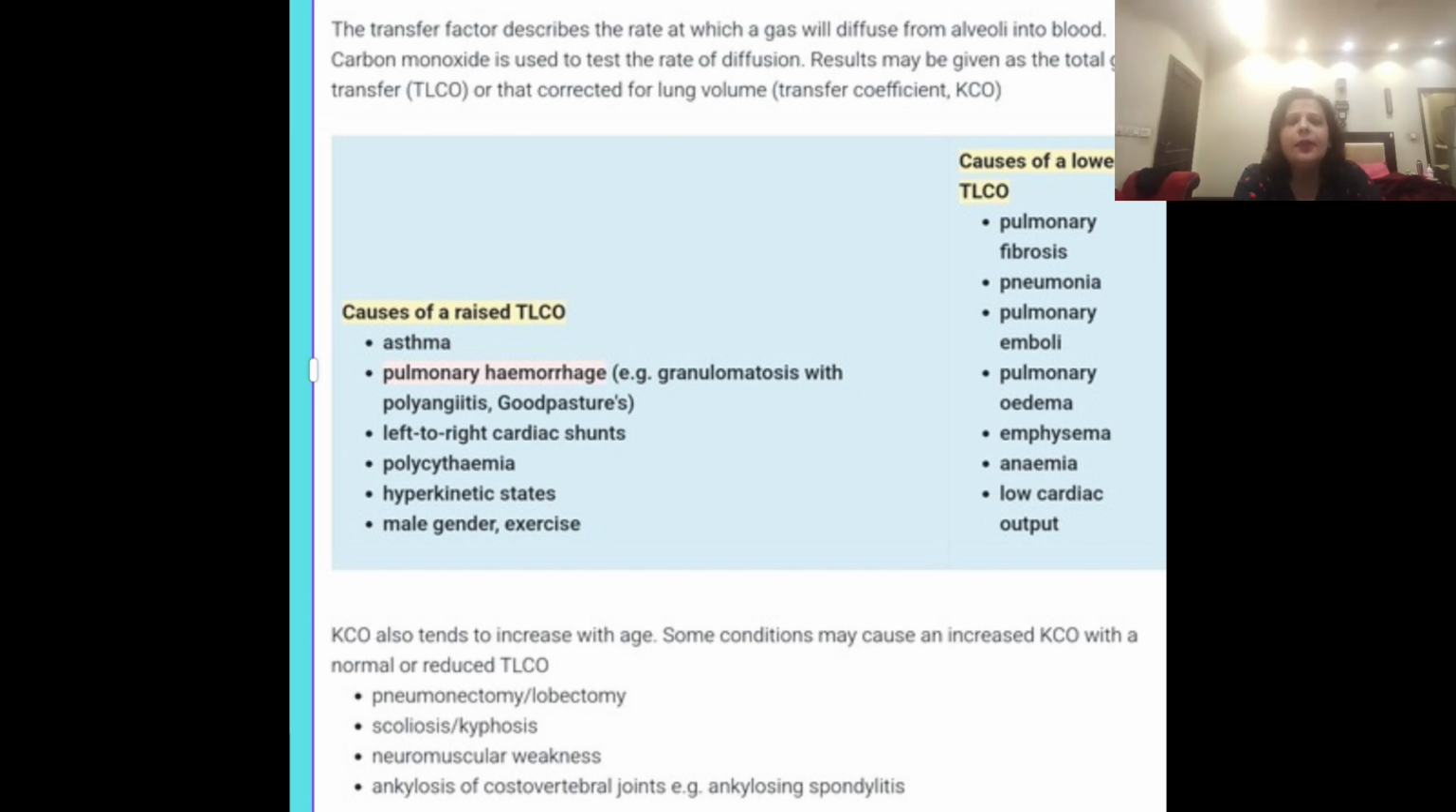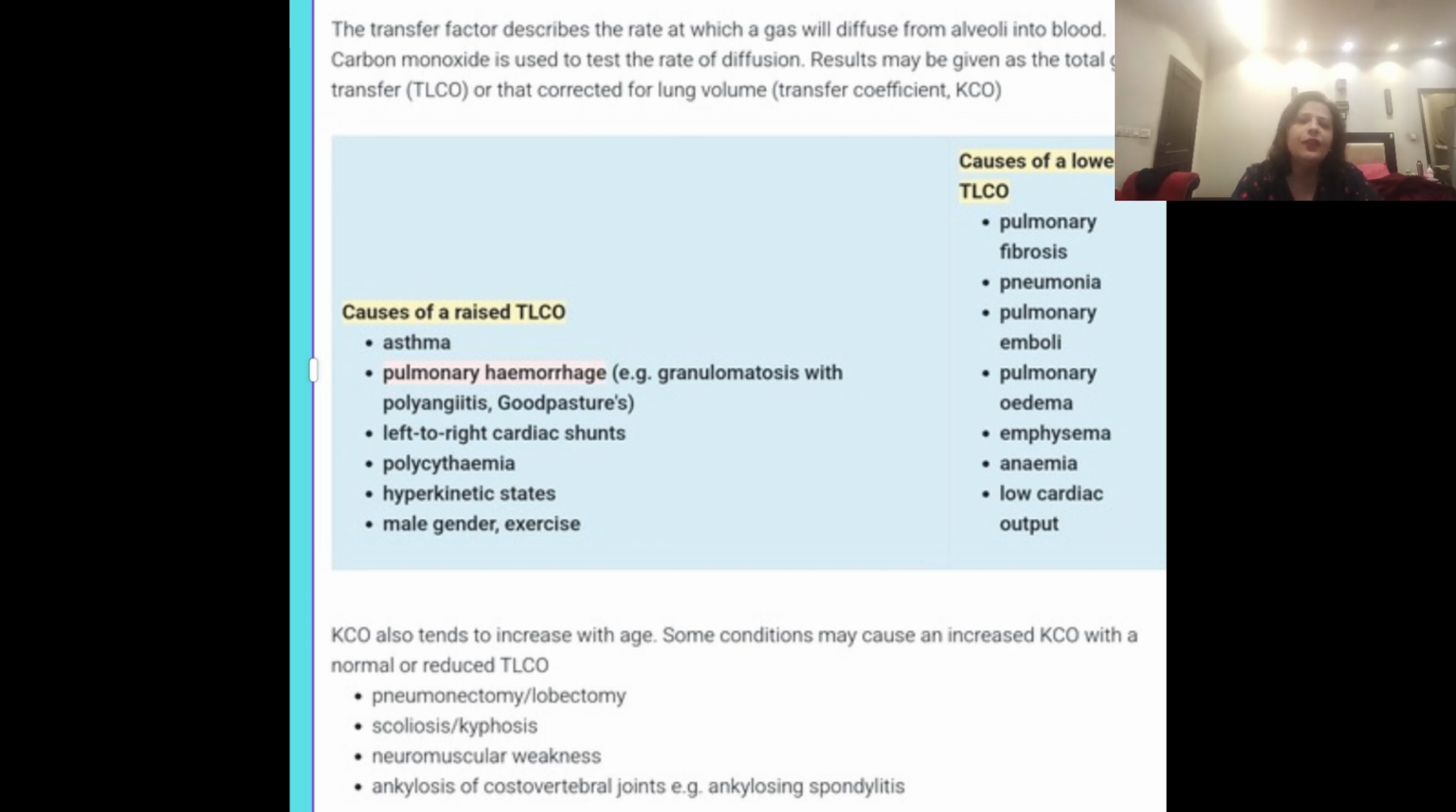shunting, obviously the amount of blood going to the pulmonary vasculature will be both from the left heart as well as the right heart. When there is more blood, there is more hemoglobin. When there is more hemoglobin, obviously diffusion capacity will be increased. Then it is also increased in exercise, hyperkinetic states, and asthma. So this is all about interstitial lung disease.